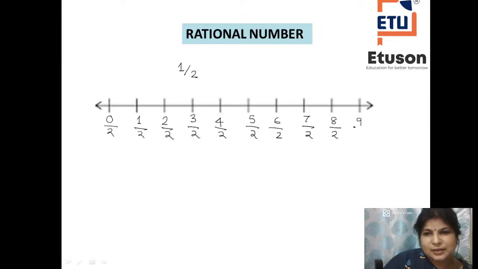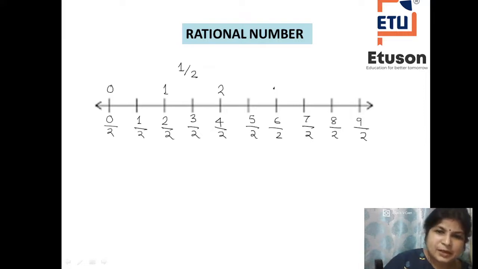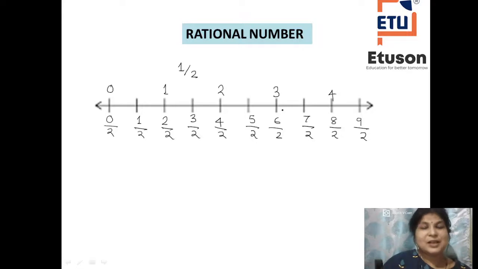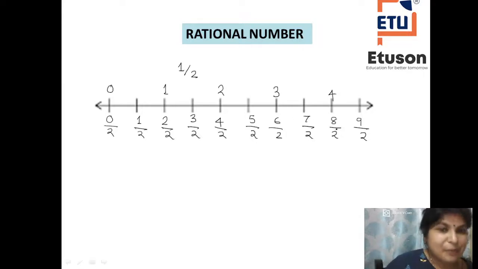Are you getting me? Now you just see, 0 by 2 is what? 0. 2 by 2 is what? 1. 4 by 2 is what? 2. 6 by 2 is what? 3. 8 by 2 is what? 4. Is it not the same that we have done earlier? It is the same. Correct. So this is the easiest method in which you can mark the rational number.